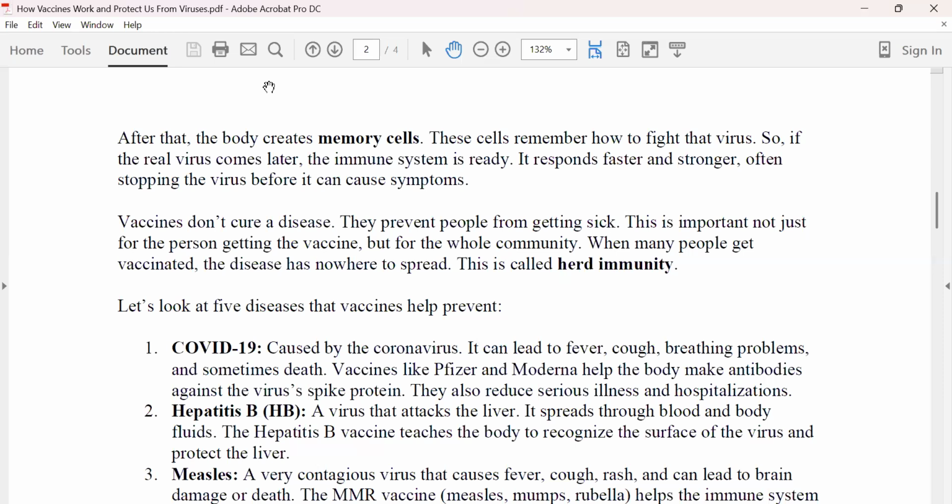When many people get vaccinated, the disease has nowhere to spread. This is called herd immunity.